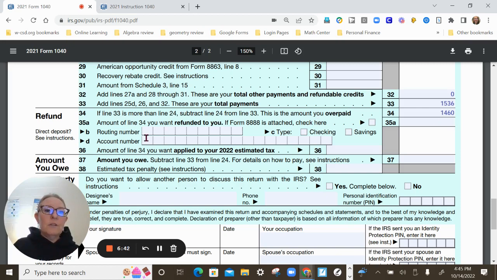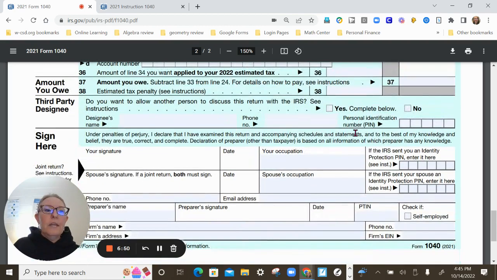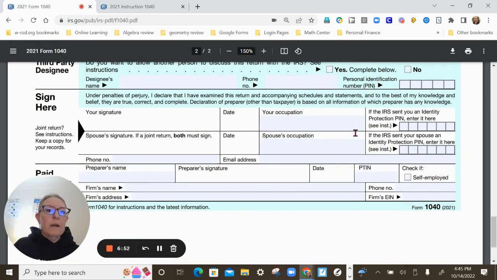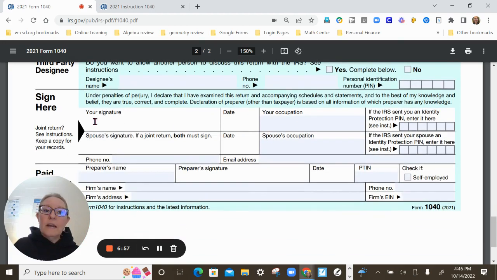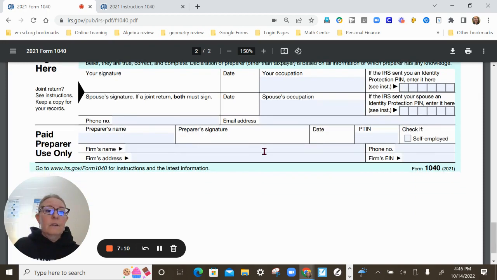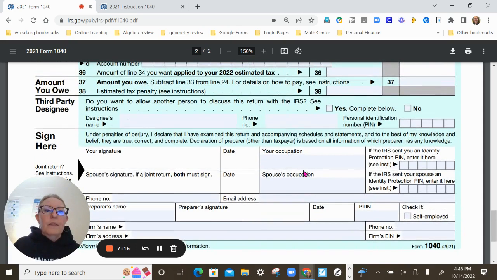So if she wants that directly deposited into a bank account, she can put the routing number, the account number, what type of account. If she had somebody else prepare it, that's the third party designee. She does always have to sign, you always have to sign your 1040. This is a legal form, date it. They want your occupation. If you go through the IRS free file, they will use a PIN number. And if you have a paid preparer, they will also fill this out. So that's the 1040, and that's how we fill it in.